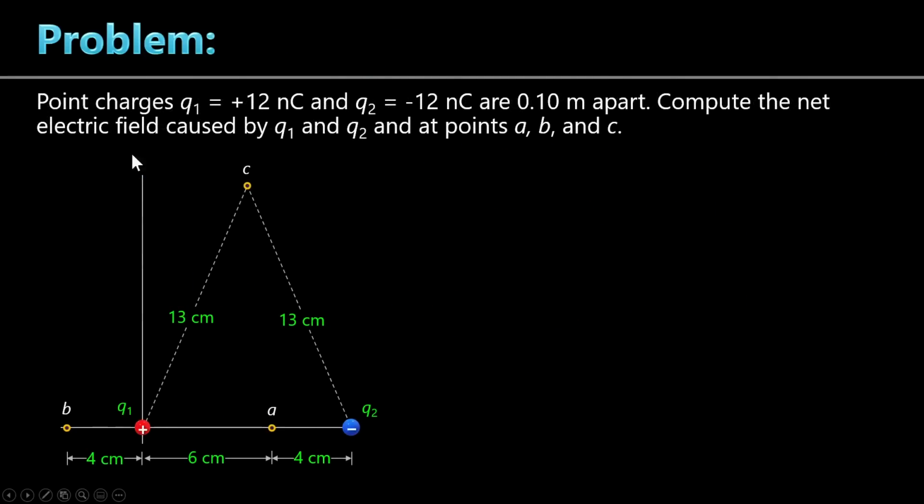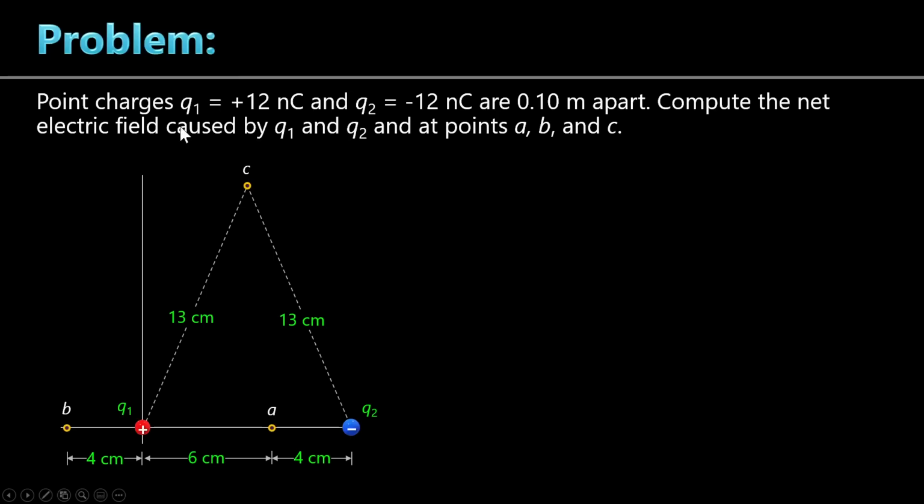Point charges. Dito meron tayong dalawang charges na given. Yung Q1, positive 12 nanocoulomb at yung Q2, negative 12. Kung matatandaan natin, anong tawag sa configuration ng charges na same ang magnitude pero opposite ang polarity? We call this configuration a dipole. This is an electric dipole. One is located at the origin and the other is located at this point along the x-axis, which is 10 centimeters away from Q1. Nabanggit naman dito, 0.1 meters apart daw sila.